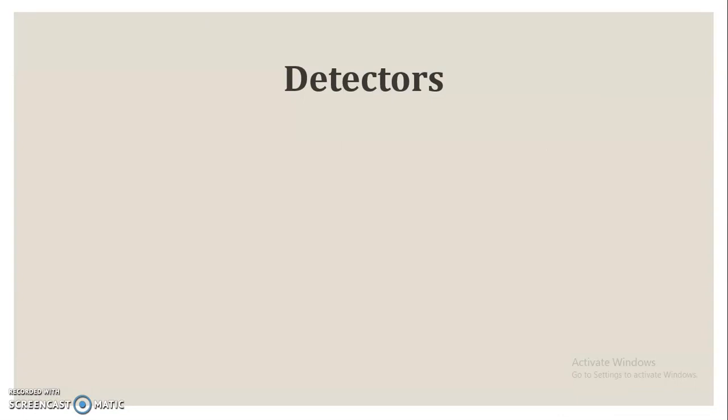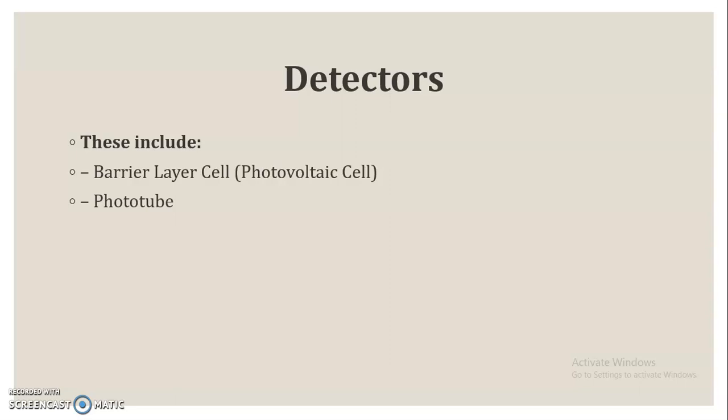Then the next component used in the instrument is the detectors. They are the heart of the instrument, because they are used to detect the radiations that are emitted from the sample. These detectors include the barrier layer cell, also known as the photovoltaic cell, then phototubes and photomultiplier tubes. The most widely used detectors are the photomultiplier tubes in the fluorimeters.